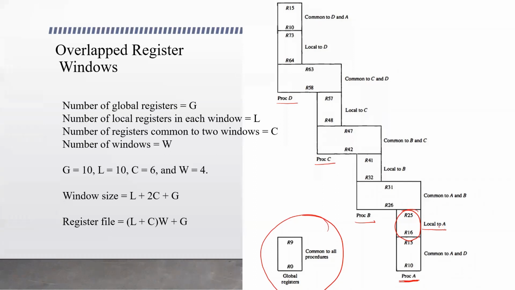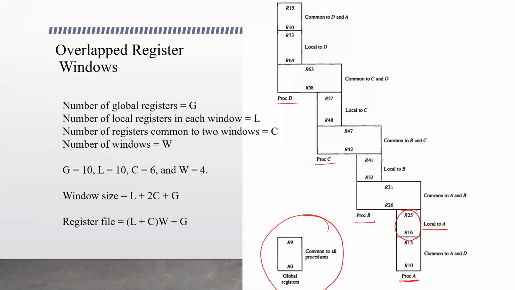The local procedure A can store its local variables, which are used only inside the procedure, in these registers. We call it a register bank, a set of registers. So these are the set of registers R16 to R25 that is assigned to A, local to A.